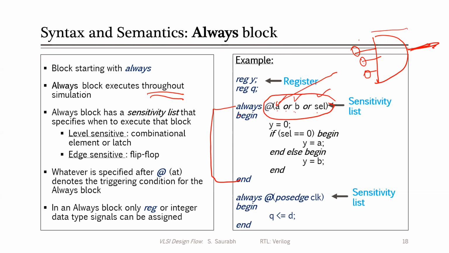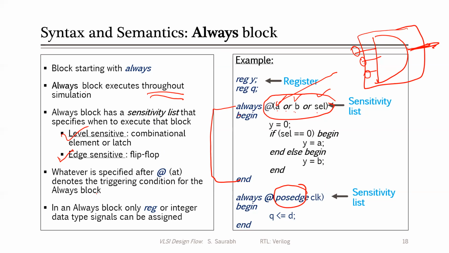So this kind of hardware behavior is modeled through the always block. There are two types of sensitivity lists. One is level sensitive, which is shown here, and there is edge sensitivity, in which you can write posedge or negedge. So that is known as an edge sensitivity list. Whenever you have an edge sensitivity list, a flip-flop is inferred for that. And whatever is specified after the @ denotes the triggering condition for the always block.